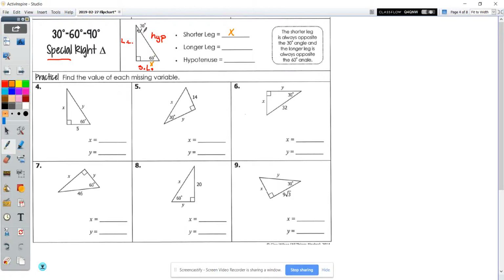Whatever the length of the short leg is, we just take that short leg times 2, and it's going to be the length of the hypotenuse. So if the short leg is X, the hypotenuse would be 2X. If the short leg is 5, the hypotenuse is 10. If the short leg is 12, the hypotenuse is 24. If the hypotenuse is 30, the short leg would be 15. That relationship never changes, no matter how big or small the triangle is.